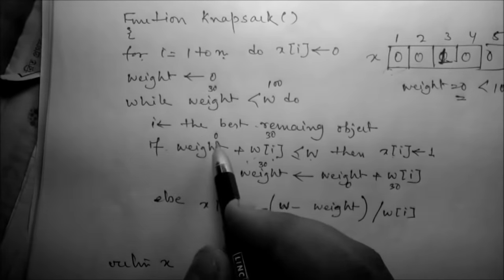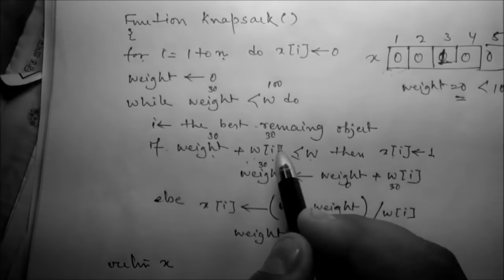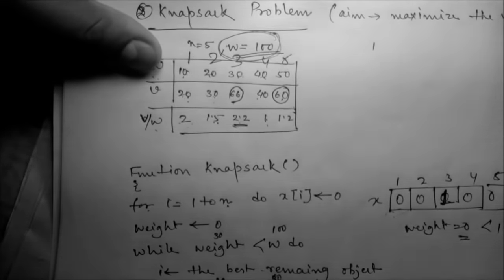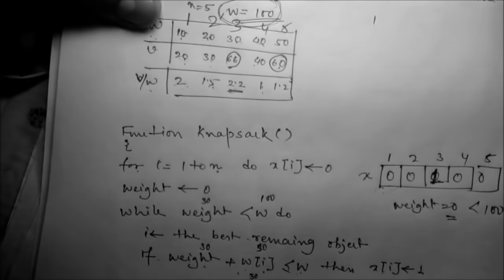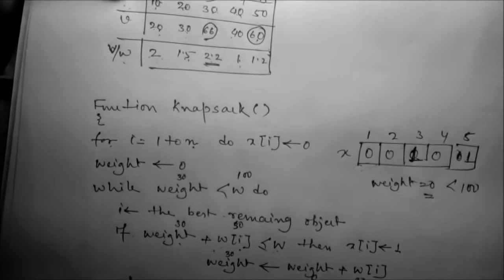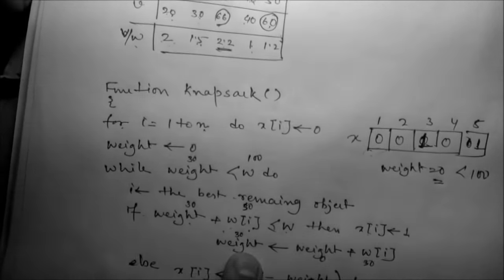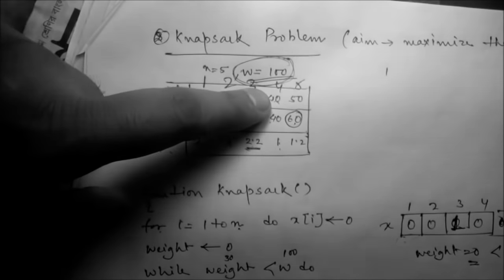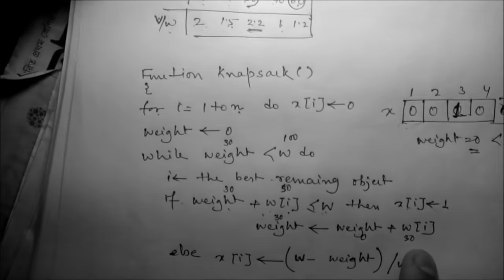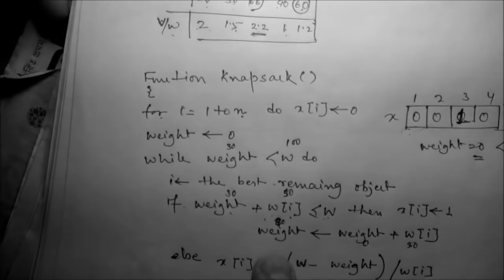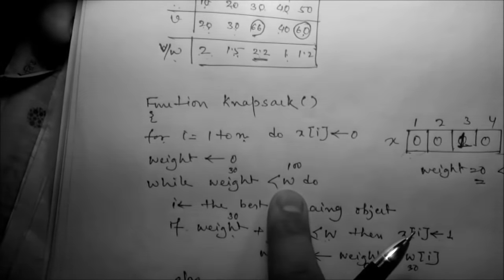Now we have to update this one. The weight is 30 plus its weight, which is 50. So 50 plus 30 is 80. 80 is less than 100. Yes, x_i is equal to 1. That means we have to select this one also, and we have to update the weight. Initially it is 30, 30 plus 50 means 80. Now its weight is 80. Once again, 80 is less than 100.